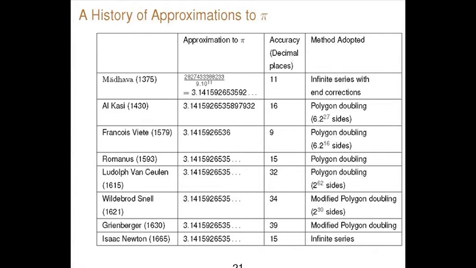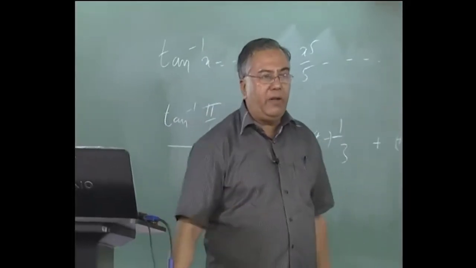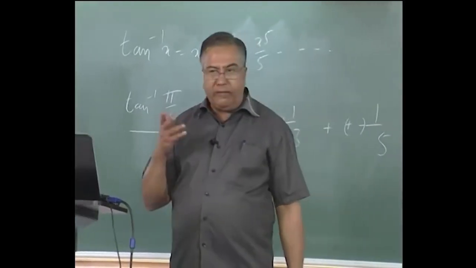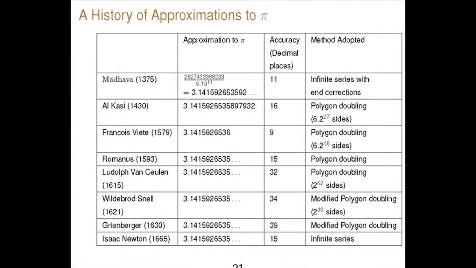And Isaac Newton came up with an infinite series. This was, I think, during those 4-5 years when he was away from Cambridge due to plague or whatever. So he came up with a different infinite series. We will see it in a minute. So these are the results for pi.